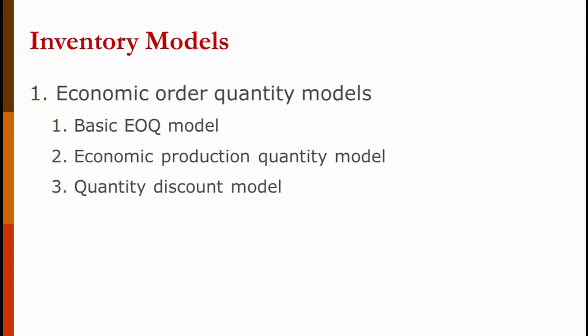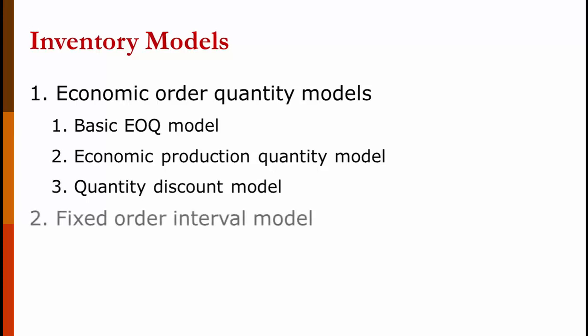1. Economic order quantity models. These are models where the order quantity is based on minimizing the cost of ordering and holding the inventory. We're going to talk about three of them: 1. The Basic EOQ Model, 2. The Economic Production Quantity Model, and 3. The Quantity Discount Model. The second broad category we're going to look at are fixed order interval models, sometimes called fixed time period models. And number 3, single period models.